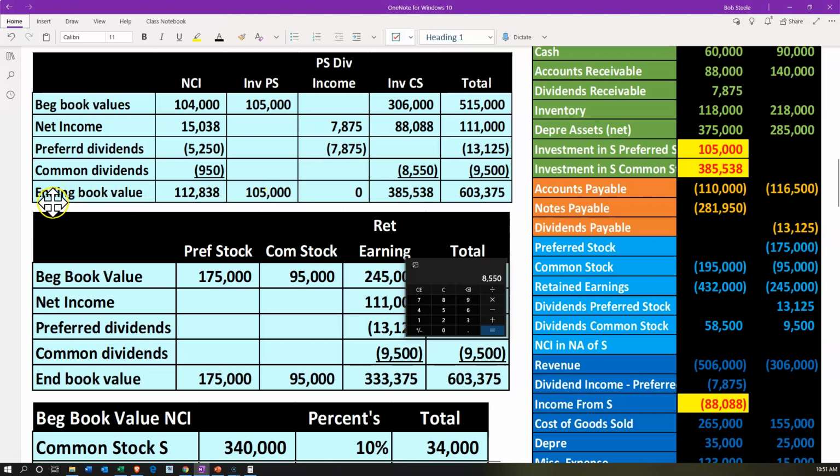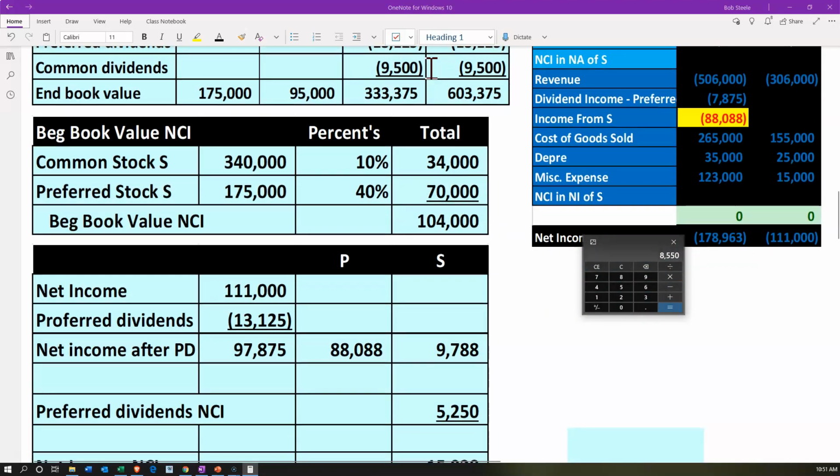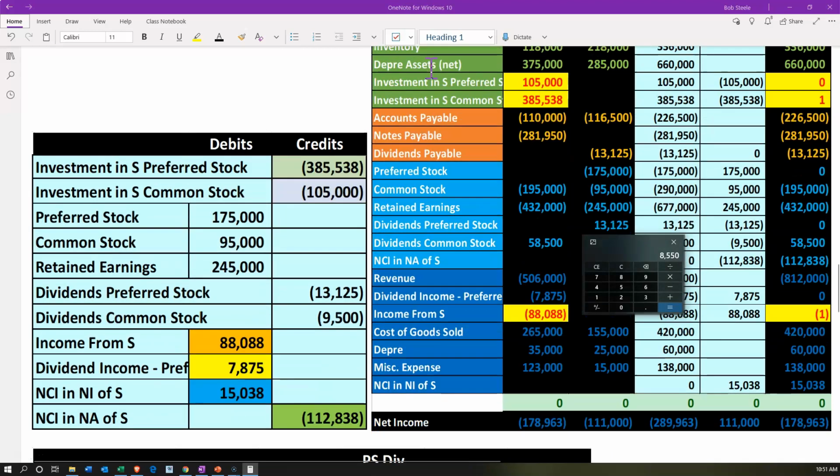So let's just delete this altogether. That'll give us our totals, and then our totals adding up to that 605,375, matching then what we have down here. So we've calculated the equity section, recalculated it given the non-controlling interest in our breakout here. So now we're going to use that in order to construct our main journal entry.